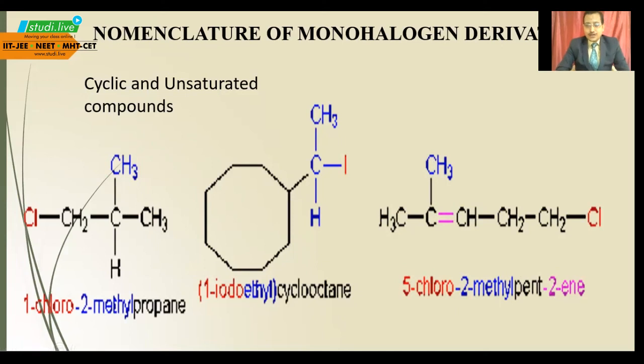Okay, so here we have completed the topic of halogen derivatives. What we have done today is the definition, the classification, and a few nomenclature examples. So students, stay tuned with StudiLive for such videos, for such energetic quick revisions which will help you for your board exams in the days to come.